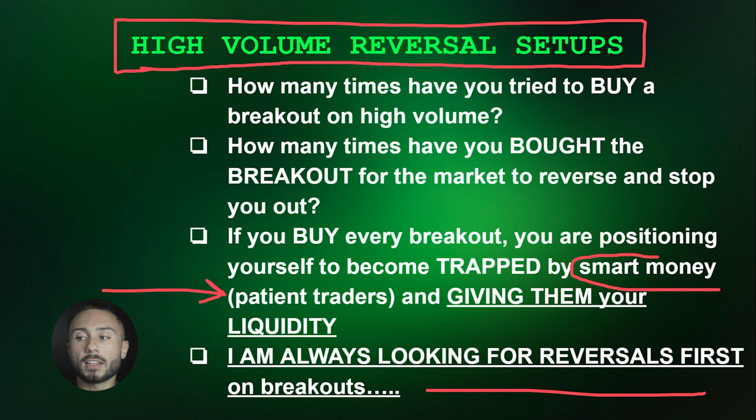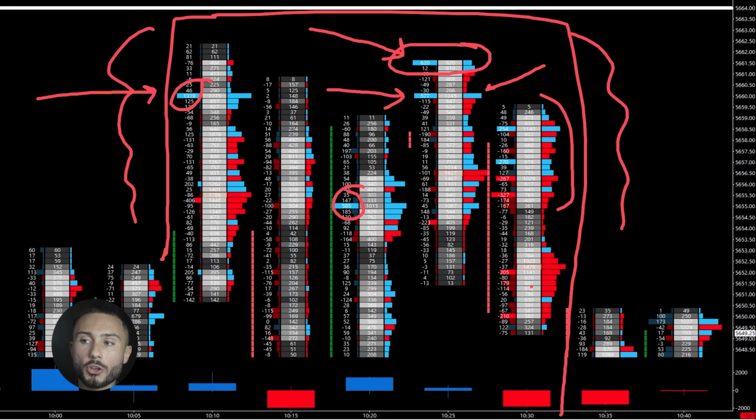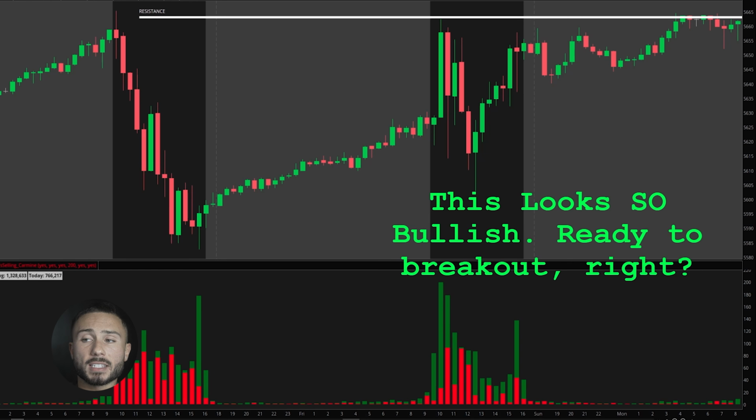This is why I'm mainly looking for reversals confirmed with the order flow. When everybody's buying the breakout, you're positioning yourself to become trapped. Who is selling to them if we see all this buying volume here? We can use this to our advantage to capitalize on a downside bearish move or look to play puts in the market. I talked about this example in the previous episode of this series.